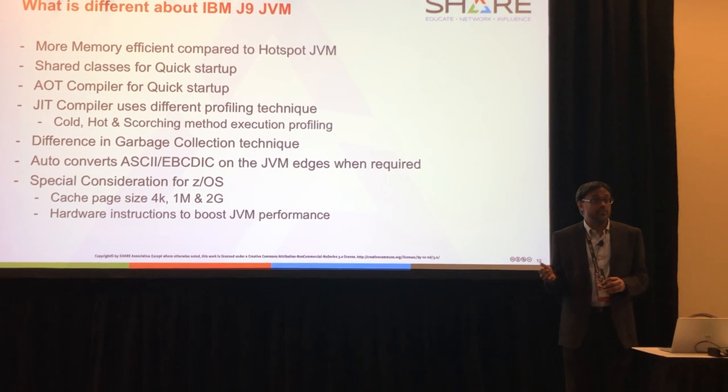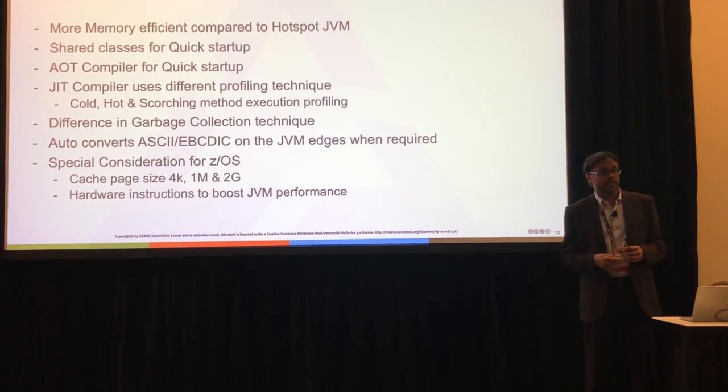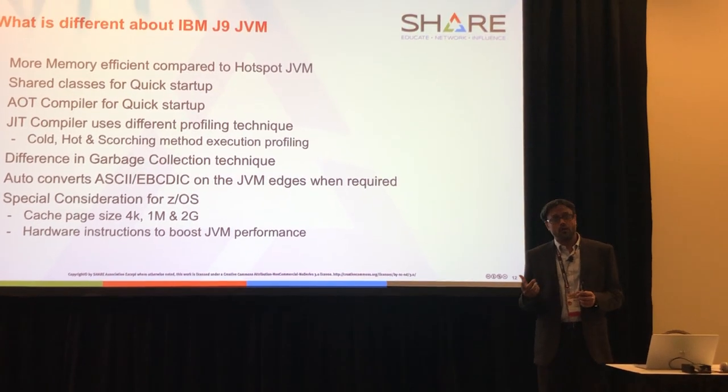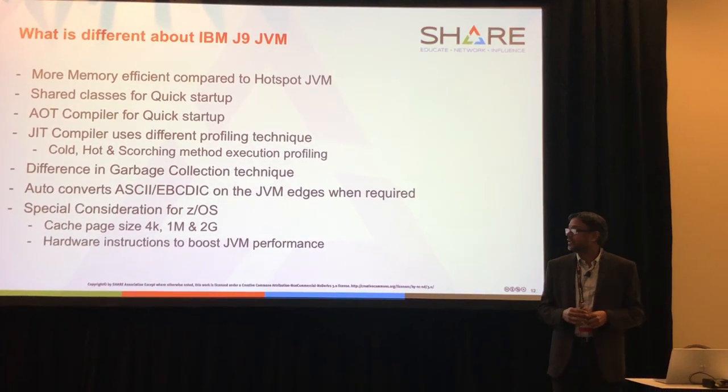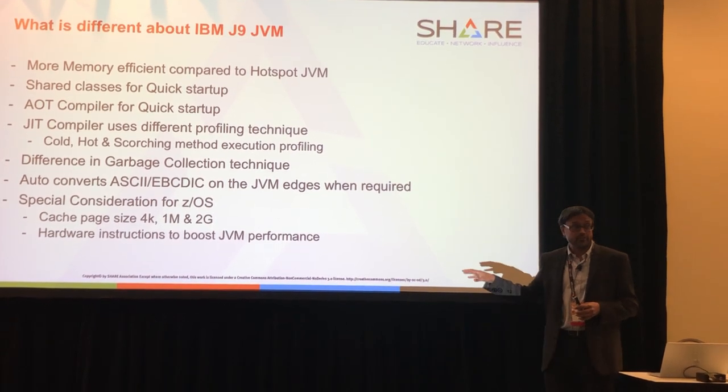And the J9 JVM uses classification based on how many times a method is getting executed, like I said, whether it's cold, hot, scorching hot, things like that. And then it decides how to optimize it. So the algorithms are very different.